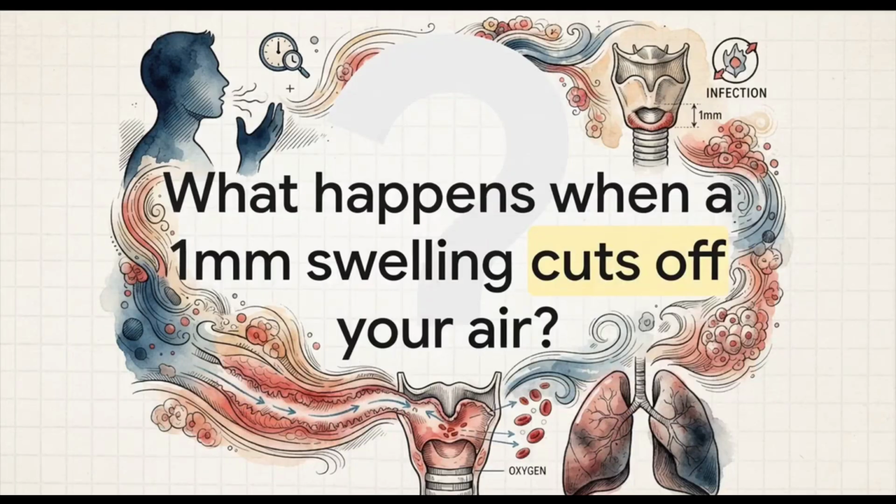Think about this for a sec. What actually happens when a mere 1 millimeter of swelling cuts off your air? We totally take breathing for granted, right? It's just automatic. But the airway is a remarkably narrow passage. When inflammation strikes, that tiny reduction in space dramatically amplifies the effort required to pull oxygen into your lungs. As you'll see, we're going to break down how these infections hijack our anatomy to create these crazy life-or-death physical stakes, and how medical detectives use very specific clues to figure out exactly where the danger lies.